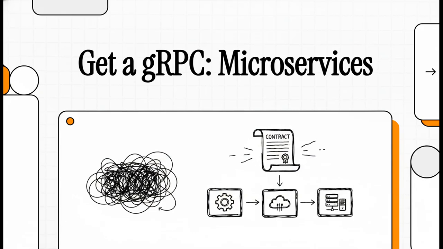All right, let's talk about one of the biggest headaches in modern software, getting all of your different microservices to actually talk to each other without everything catching on fire. We're going to dive deep into gRPC, and I promise, by the end of this, you'll see how it can take that messy spaghetti code and turn it into a clean, contract-driven work of art.